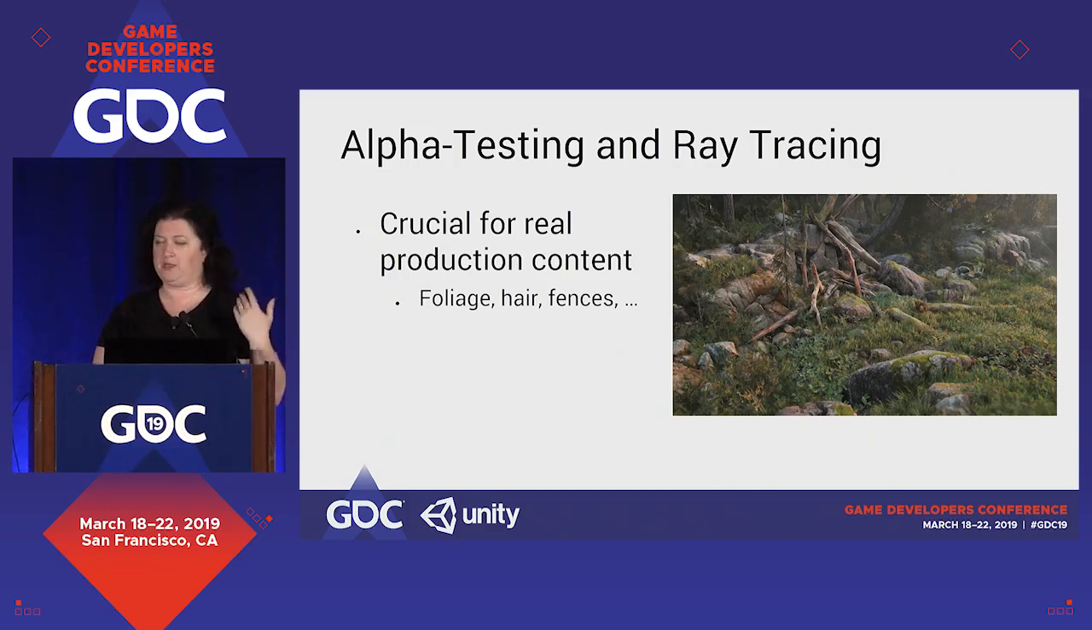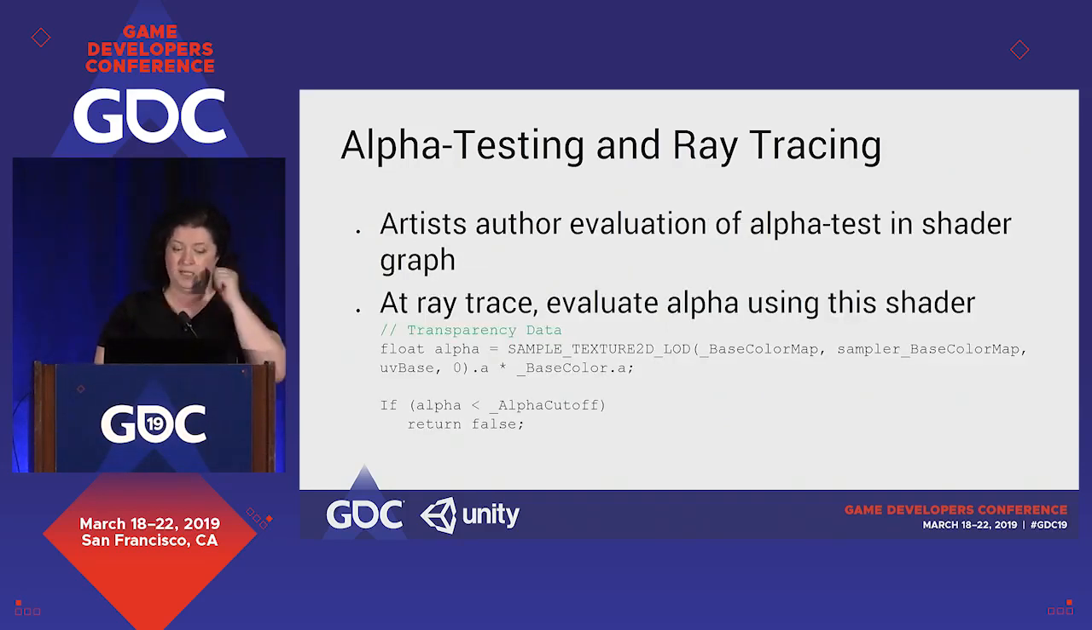As I mentioned, alpha testing is crucial for real-time production. Now, artists actually author alpha test as just a subgraph in a shader graph. We don't know what they're going to evaluate, what crazy surface elements they're going to pull in. And so we need to add support for alpha tested objects in a generic way that allows us to sample this material model that is not in any manner hard-coded.